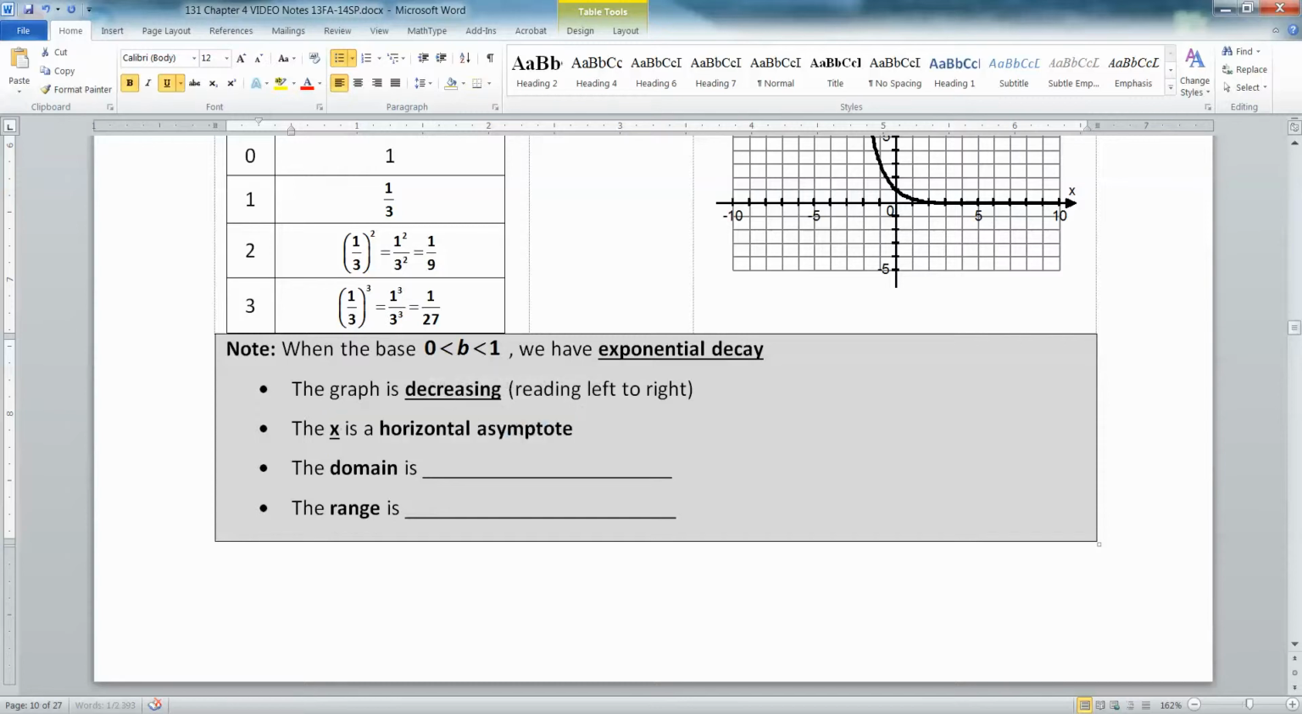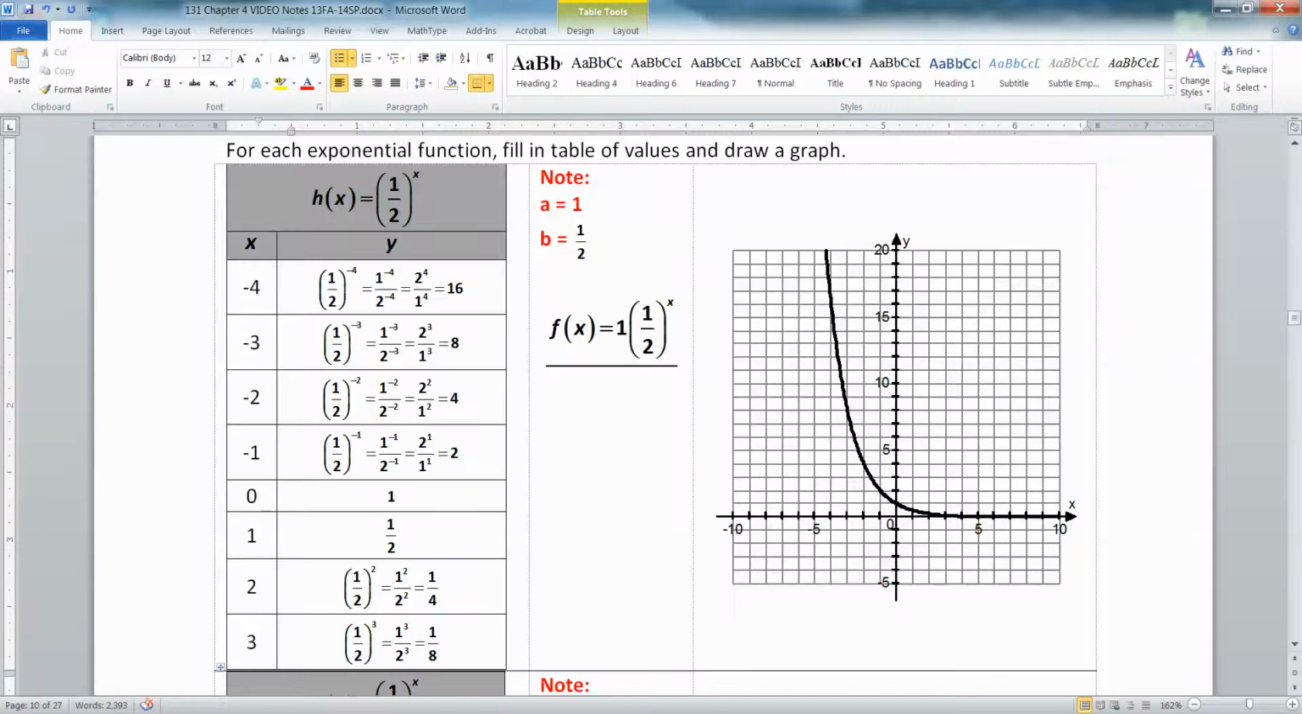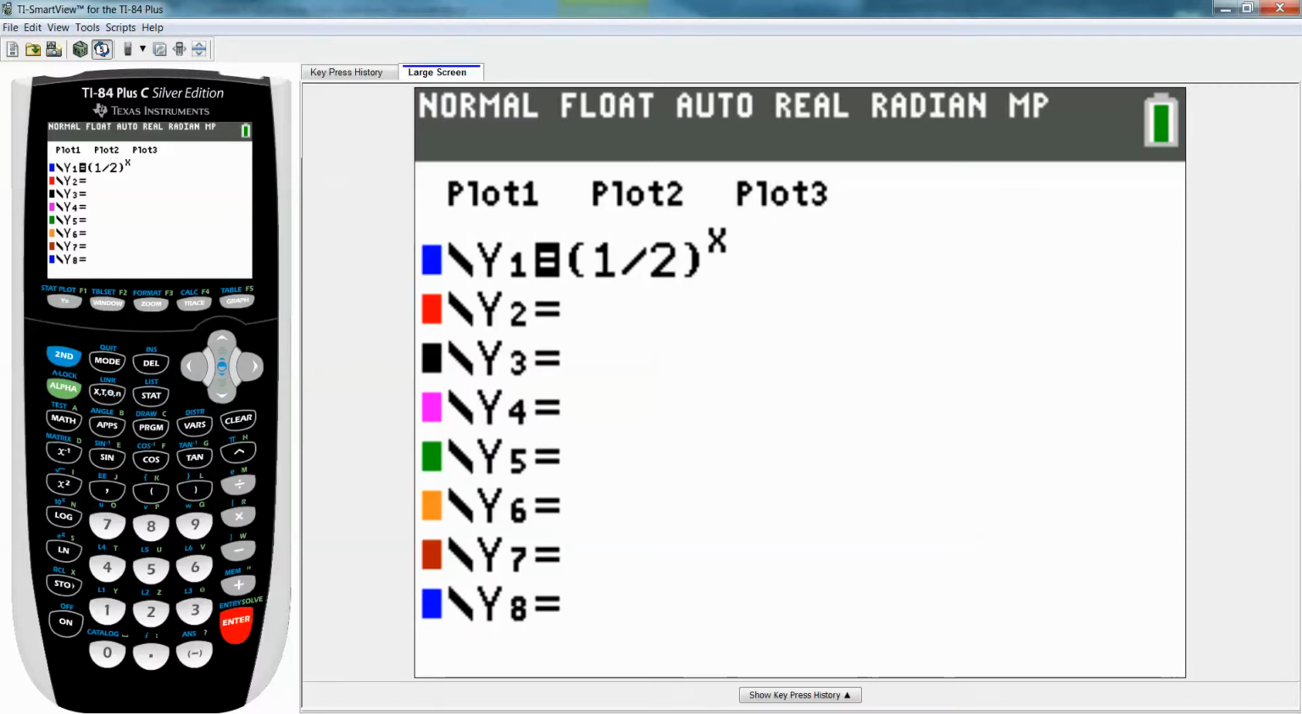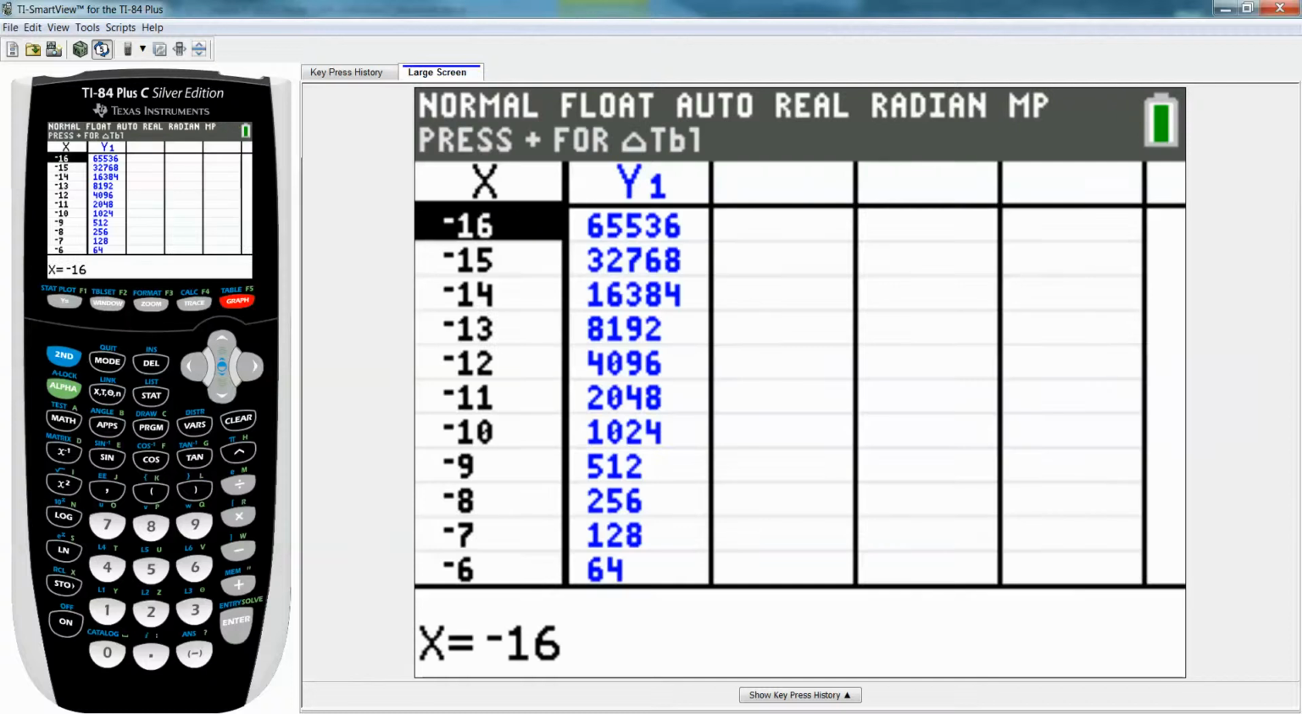But again, the x-axis is a horizontal asymptote. Let me prove that to you. I'm just going to put the half one into my calculator. So we go to y equals, clear this, and do 1/2. There are other ways to do this, but I'm going to do it this way. Parentheses, 1 divided by 2, close parentheses, then the caret button, x. All right, so let me go back to the table, and if I scroll down, I'll find the points that we had in our table.